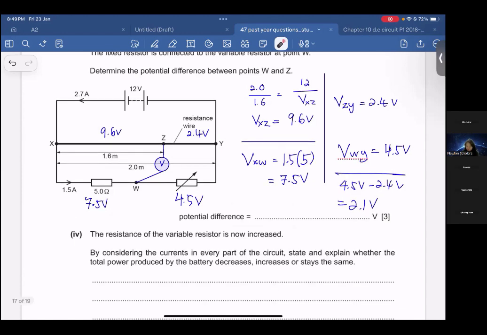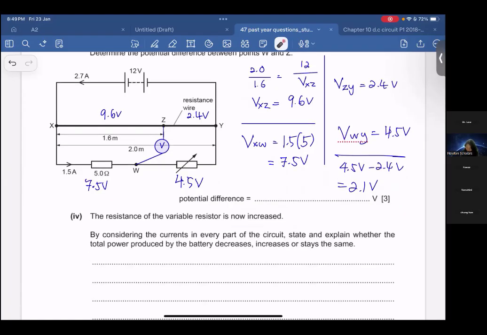Okay, the resistance of the variable resistor increases. Increase, yes, okay, this part increases. By considering the current in every part, you have to talk about this part, and also the total. Set and explain whether the total power by the battery should be increased, decreased, or stay the same. Okay, think. When your variable resistance increases, at the end, what happens to the power of the battery? So at here, you should think about the total because battery is total. Then you have to talk about every single path.